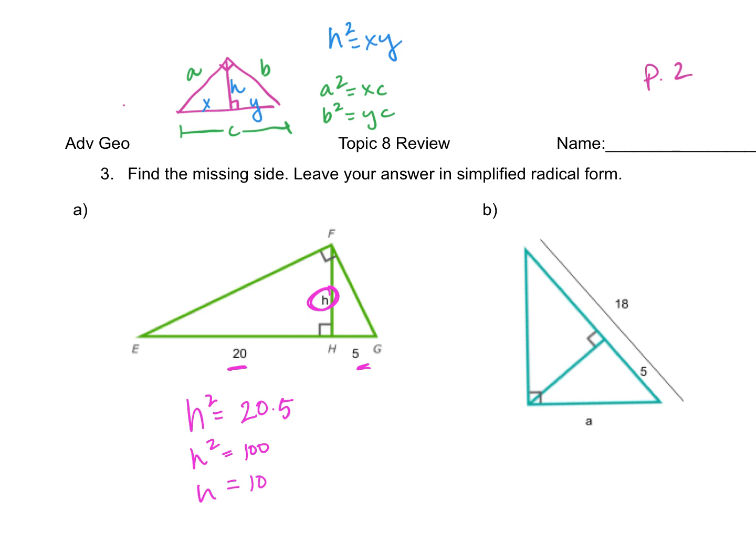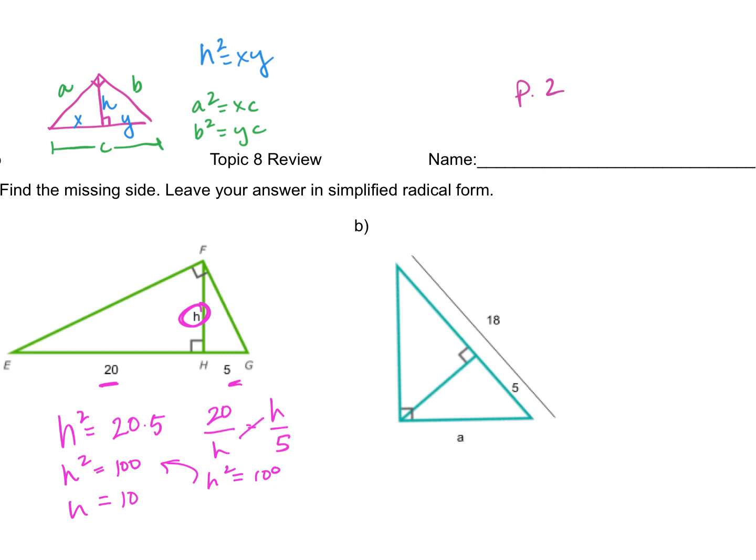Now I know some of you all worked with Mr. Wooten, and he likes to do geometric mean. So that would be the same thing. We would put the h as the geometric mean, and then 20 and 5 would be our other two sides. I have an extra step here to cross multiply to get to here.